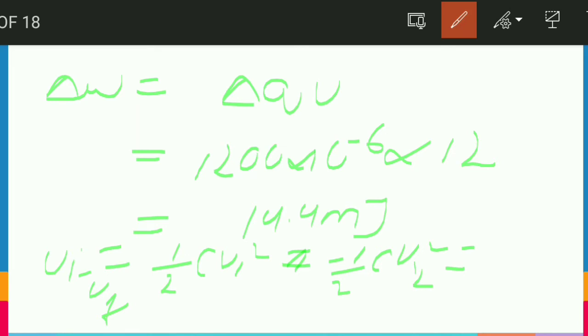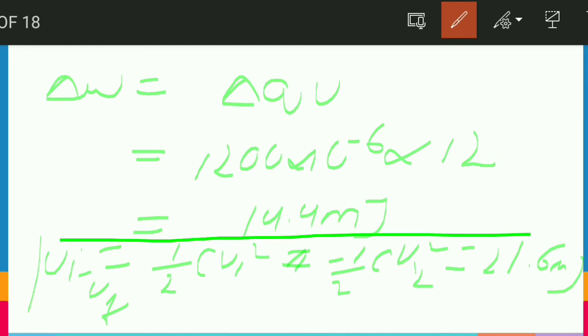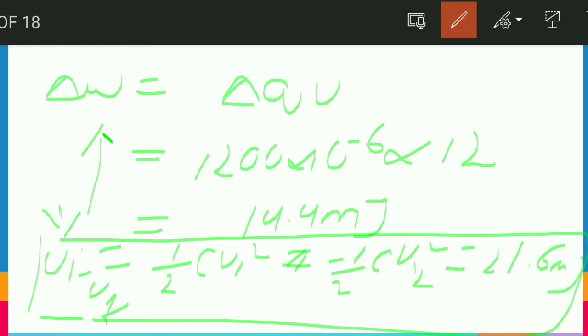This value comes to approximately 21.6 millijoule. This is our decrease in potential energy. And now we can apply energy conservation: this decrease in potential energy must have gone into the work done on the battery.